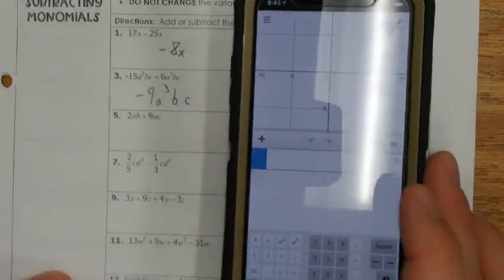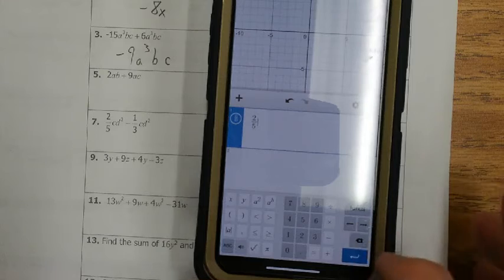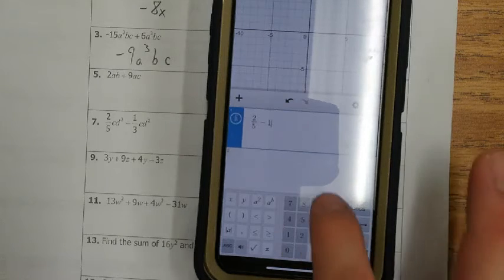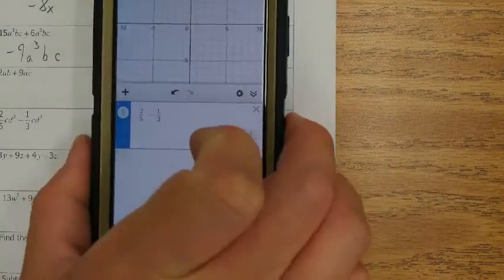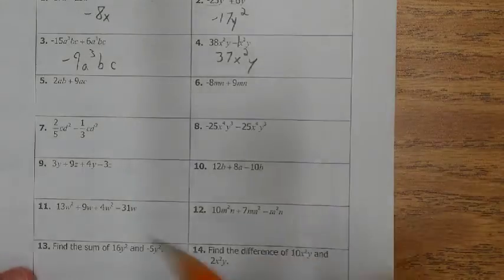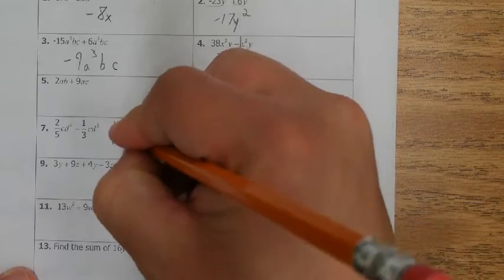So like number 7, you're just going to type in 2/5 minus 1/3. Press the fraction button so you get 1/15. That's what's nice about Desmos, it makes fractions way easier.